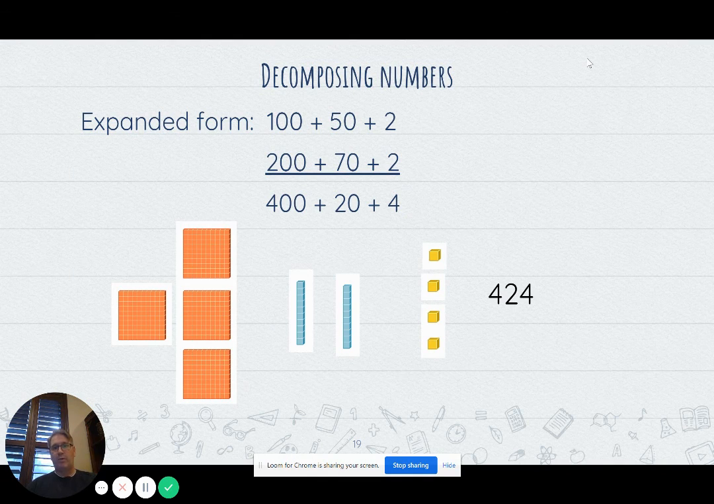So now let's take a look at what we would have. You would take away those 10 sticks, and now we have an additional 100 block. So now we have 4 hundreds, 2 tens, and 4 ones, for a total of 424. So again, these are ways that we can use decomposing to add numbers. Even if we have to carry or regroup, we can still solve our problems like this. I just wanted to take a minute to show you physically how that might look.